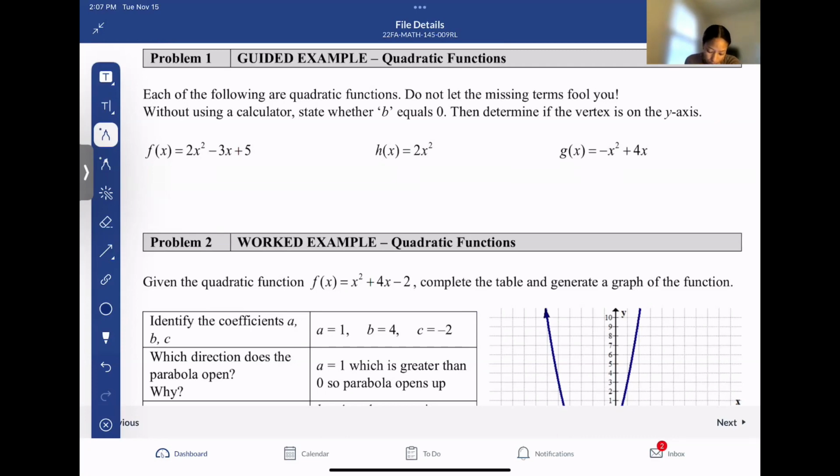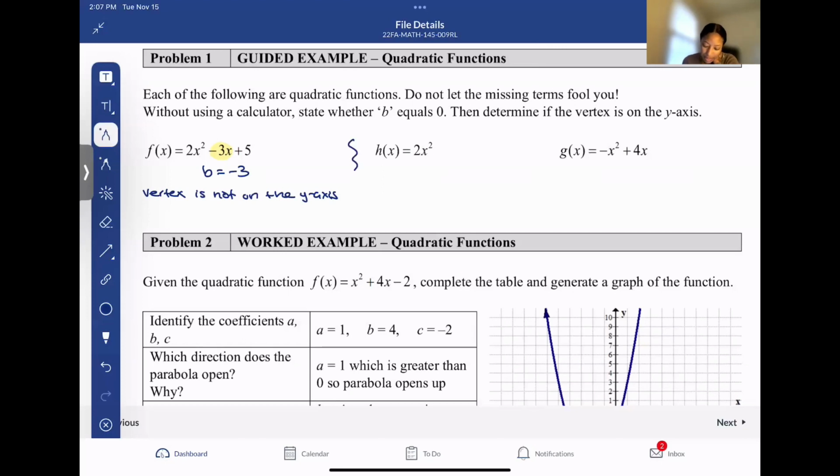So for this first function, f of x equals 2x squared minus 3x plus 5, b is equal to negative 3. That's not 0, so the vertex is not on the y-axis. That's it. That's all we have to do.